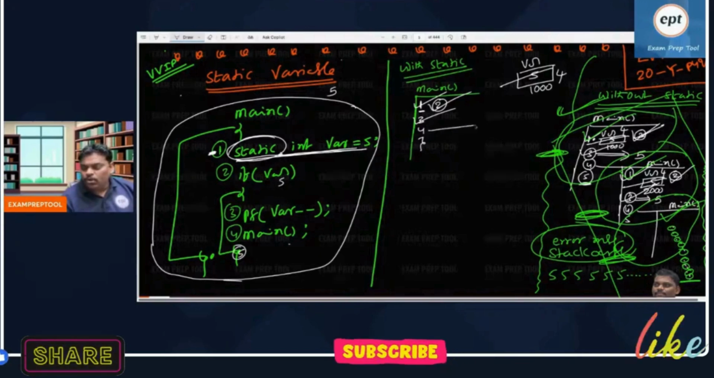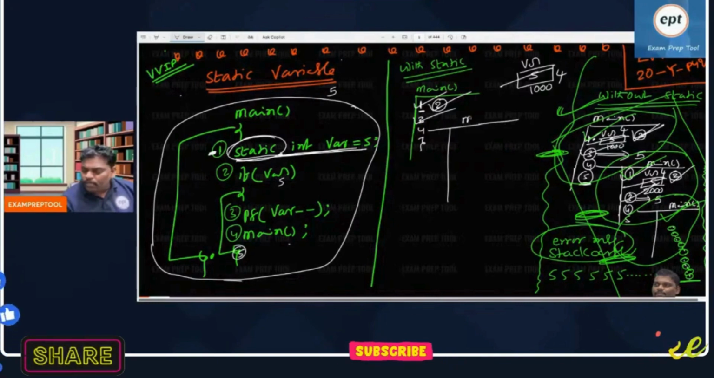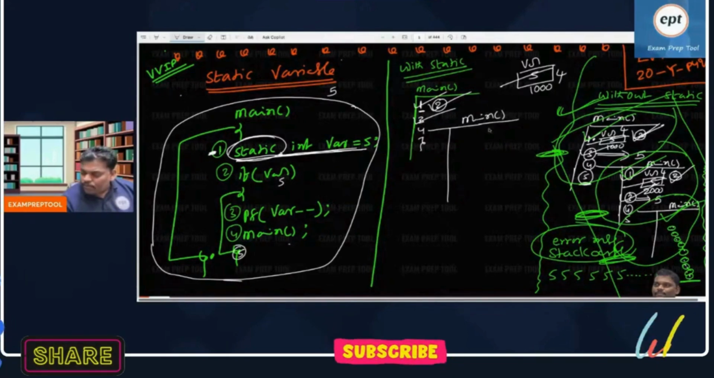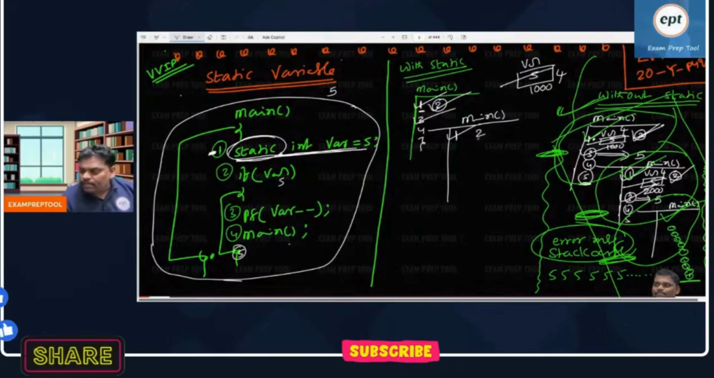Main is called again. Can you see the fourth line? Main is called. Very interesting. Can everyone observe? First line again. By seeing static, you will skip it. You don't do any work. See the second line.